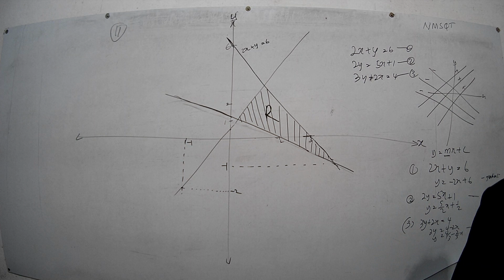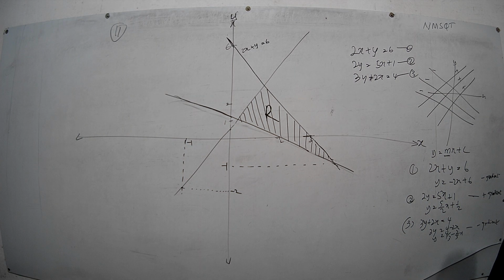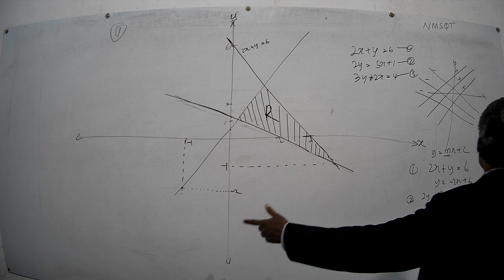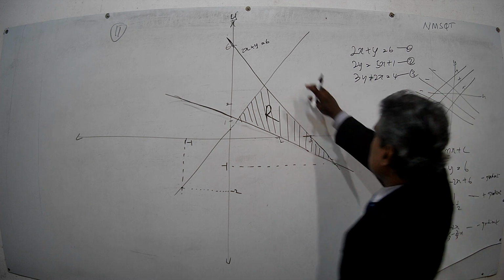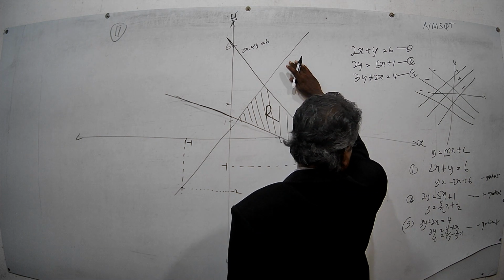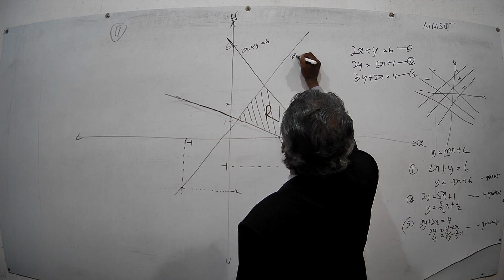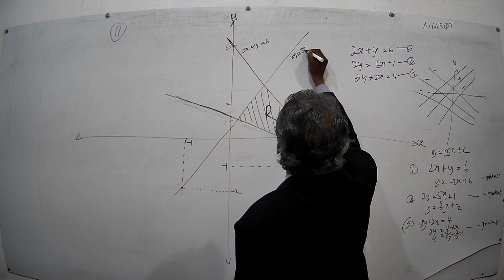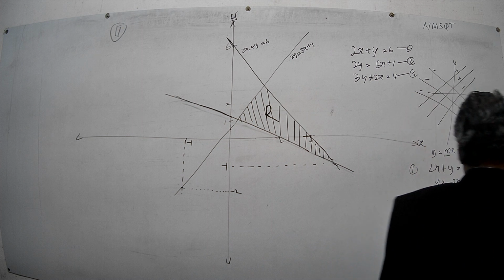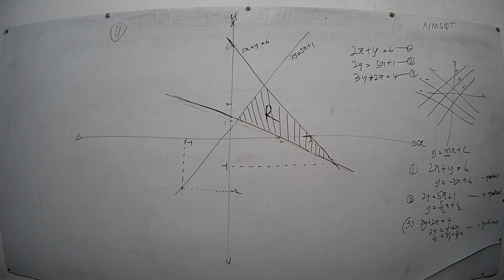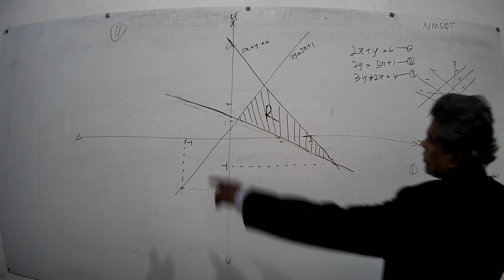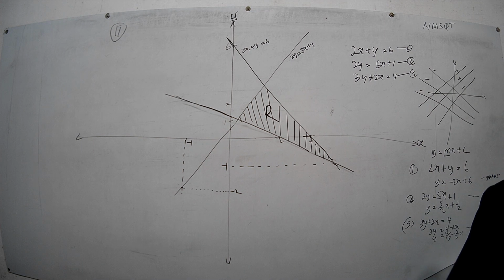The next one. Only one equation has a positive gradient, and that is nothing but this one. That's very obvious. Then you can write 2y equals 5x plus 1. The other negative gradient graph is this one, because there are only two negative graphs.